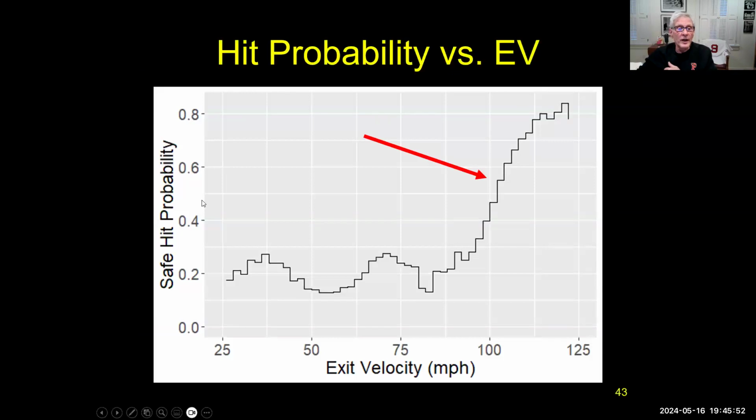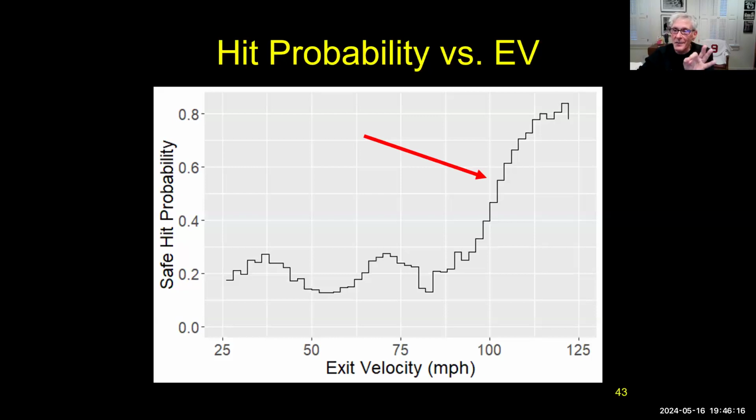So let me show you. This is, again, from last year. Hit probability, the probability of getting on base, versus exit velocity. Once you're above about 80 miles an hour or so, it increases very, very rapidly. So it looks like exit velocity is a very good surrogate for hit probability or getting on base.